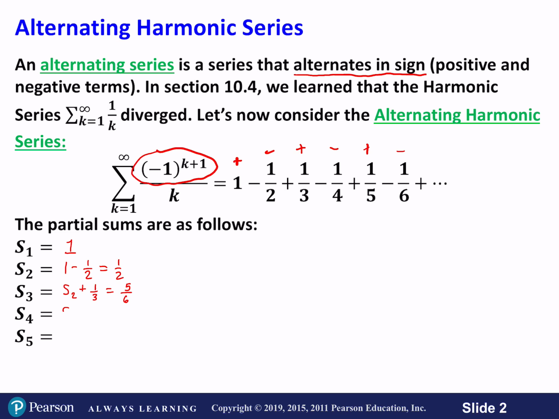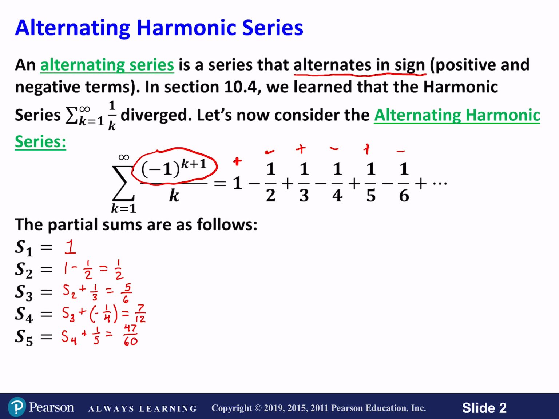S4 is S3 plus the fourth term of the series. In this case, that is negative 1/4. And we get 7/12 when we add that together. S5 is just S4 plus the fifth term of the series, which is 1/5. And when you take 7/12 plus 1/5, you're going to get 47 over 60.